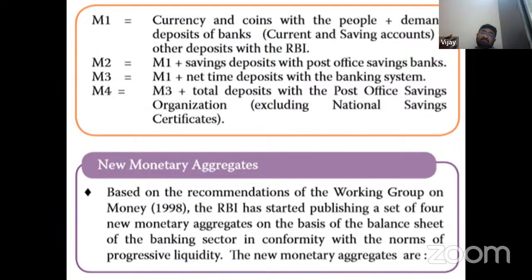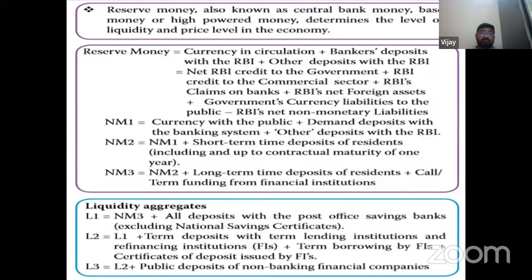Even today, the post office serves as a bank in so many villages, so we also need to take post office savings into account. That is what is dealt with in M4. Now the new monetary aggregates. One thing is called reserve money, which is the monetary base or high-powered money.